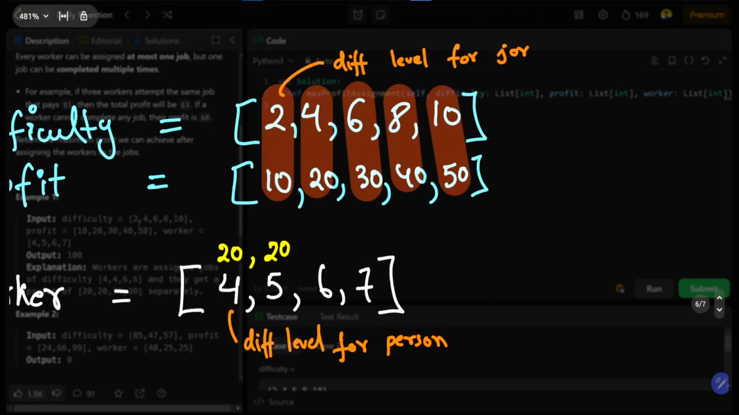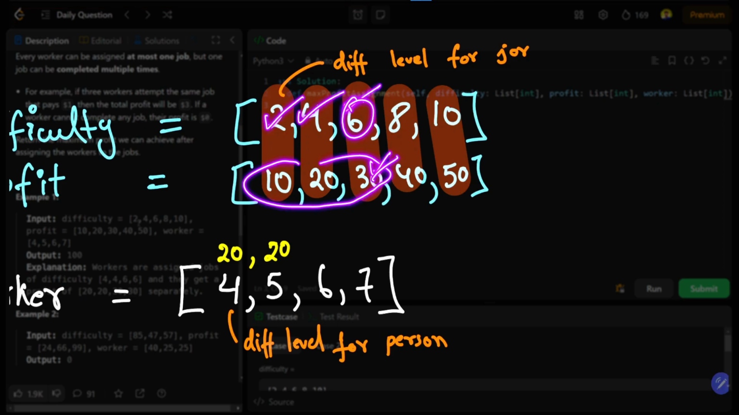Now, for a person having difficulty level 6, it can do this job, this, and this as well, because it has the same difficulty level with respect to the job. So it can do this one, this one, this one, in which this particular job has the maximum profit. So it can get a profit of 30.